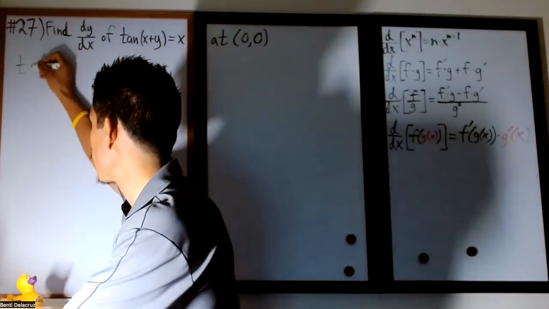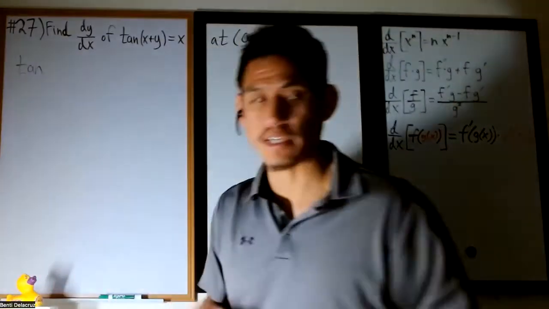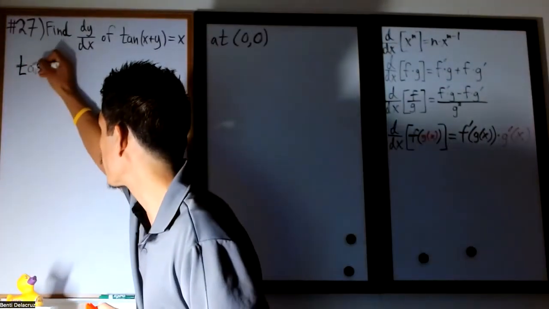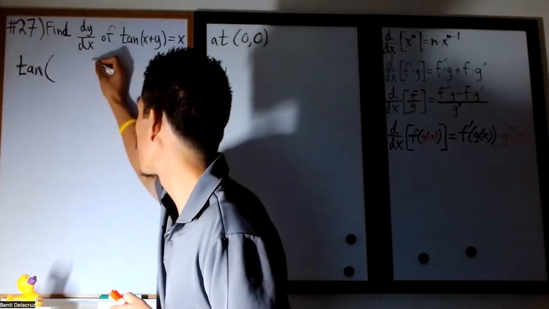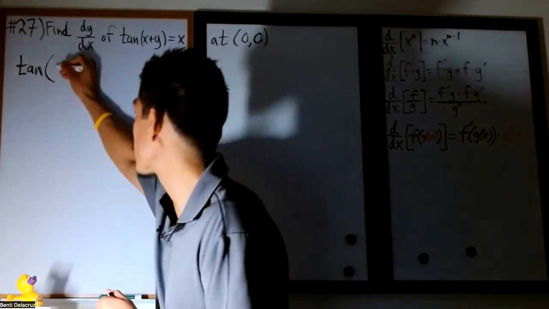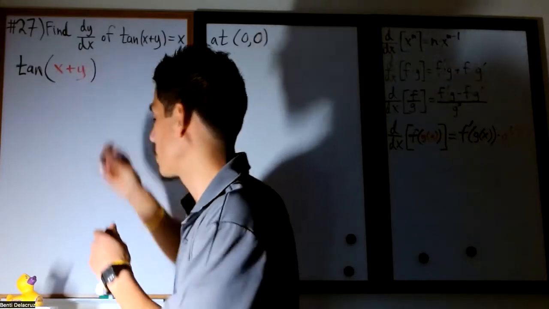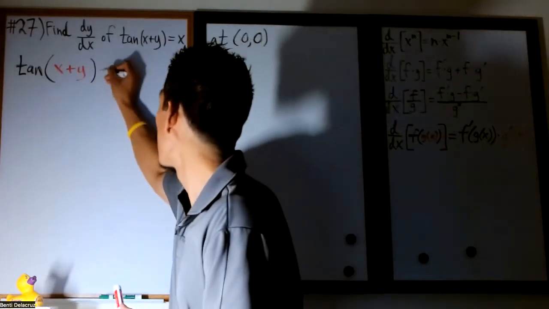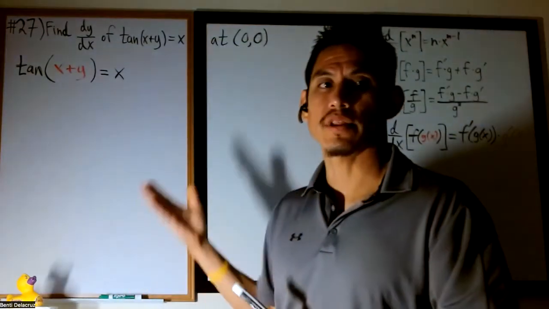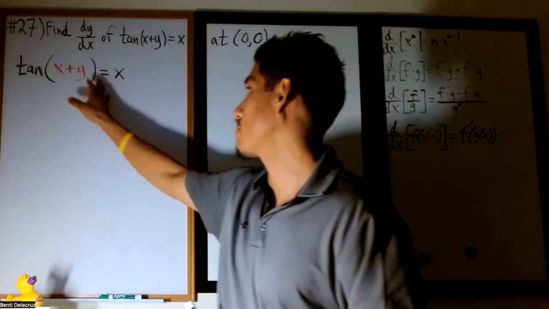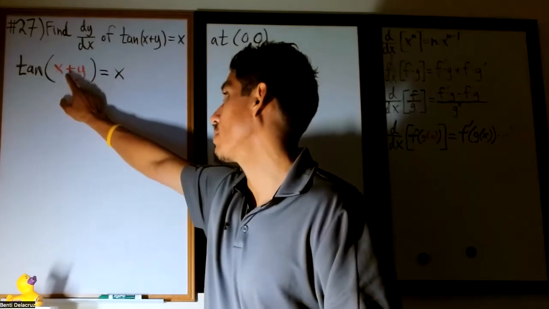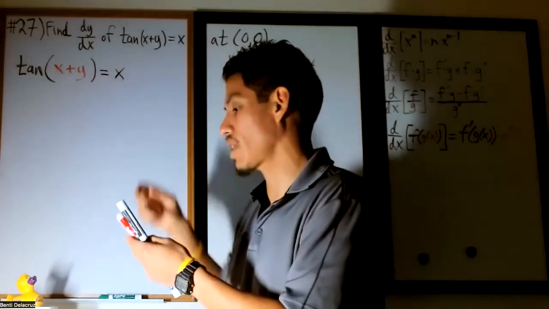So on the left side, you can write the tangent of, I'm going to write the outermost function in black. So the tangent of, and inside of that, we have the x plus y function, x plus y, is equal to x. So in this problem, we're going to apply the chain rule, where we take the derivative of the tangent function and multiply it by the derivative of the inside function, which is x plus y.